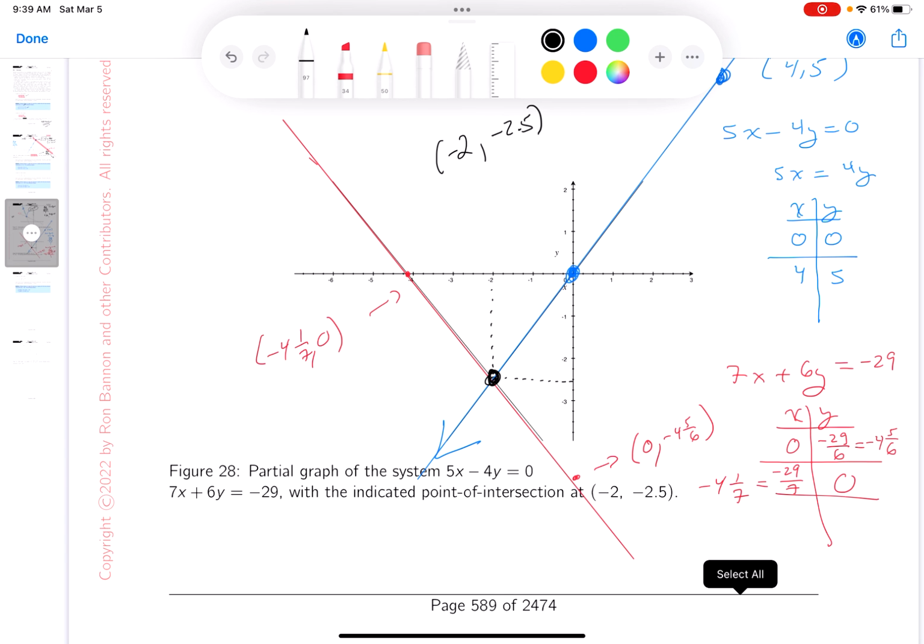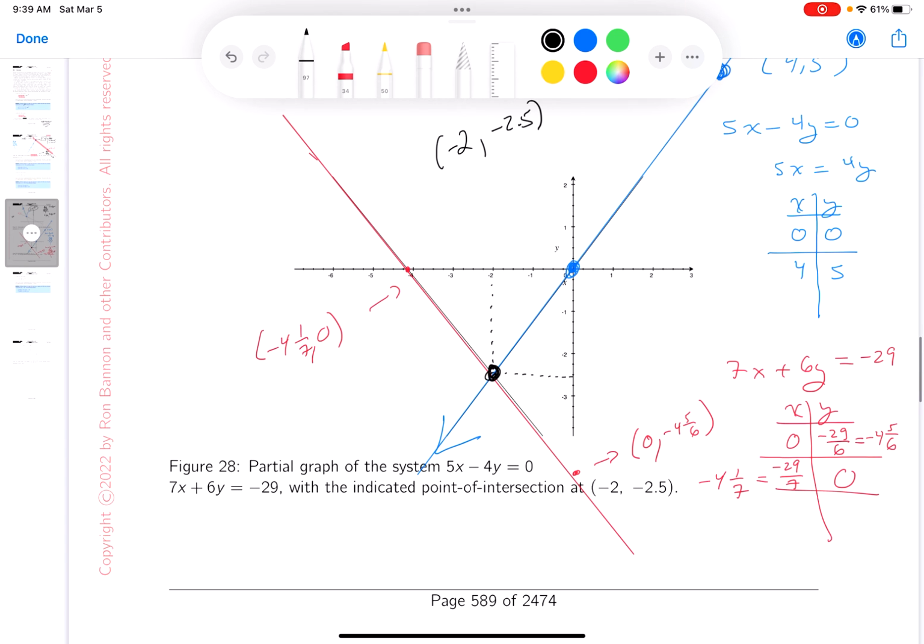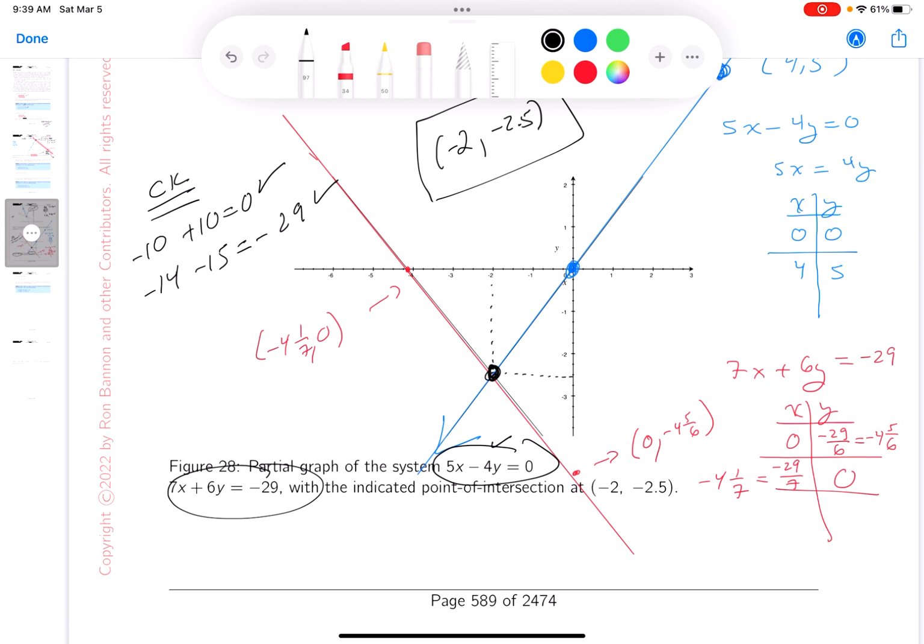I would not say this is the correct answer until I check it. And where do you need to check it? Here and here. Let's write the check down. Let me do it here first. What's 5 times minus 2? Minus 10. Minus 4 times minus 2.5? Plus 10. That checks. Let's put in the second one. You get minus 14. What's 6 times minus 2.5? That's minus 15. Does that give you minus 29? It sure does. This is the correct answer. Thank you.